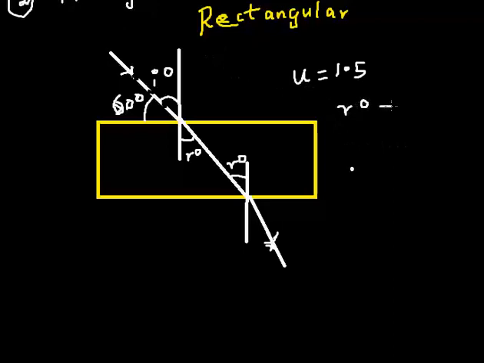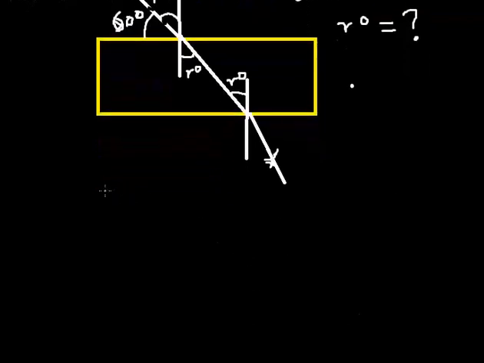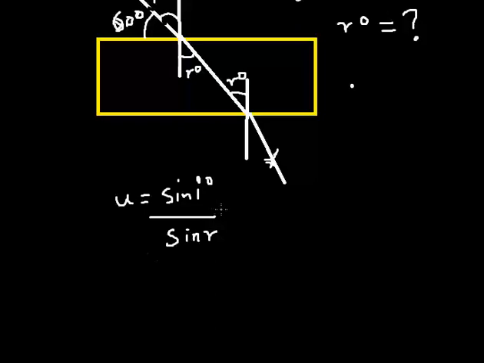How many degrees? So how do I do that? Of course, for me to do that, I will apply Snell's law. Refractive index is equal to sine of incidence divided by sine of refraction. So this is going to be equal to 1.5 is equal to sine of the incidence.